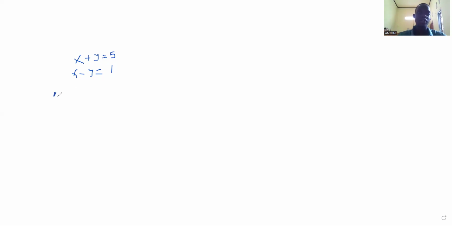Let's add. So the first thing we do is addition, to add the two equations.